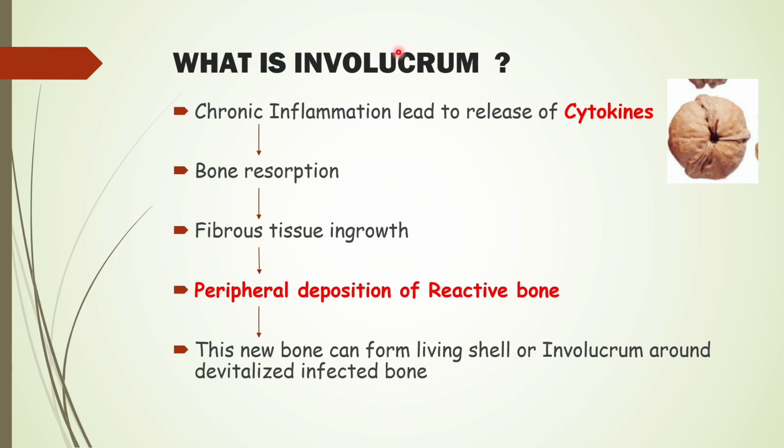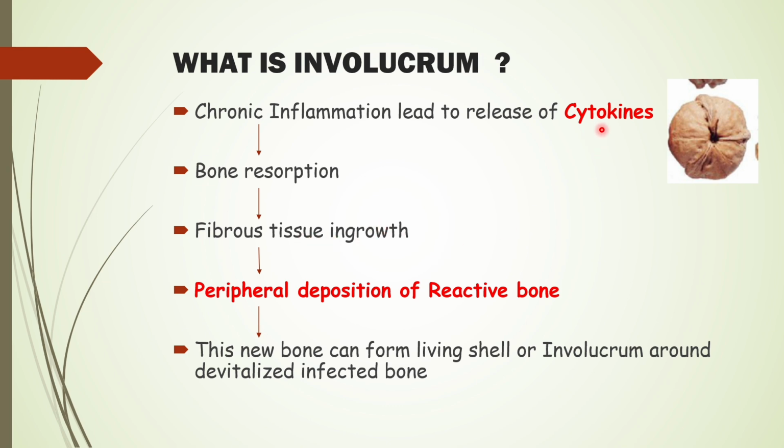Now the second morphological feature is involucrum. So what is involucrum? It's a protective layer. How is it formed? Whenever acute osteomyelitis is not treated immediately, it converts into chronic inflammation, and chronic inflammation will lead to release of cytokines. Because we know that ultimately neutrophils are replaced by macrophages, which are chronic inflammatory cells. They will release various cytokines that lead to bone resorption, and it can lead to fibrosis as well. That's because of the release of cytokines.